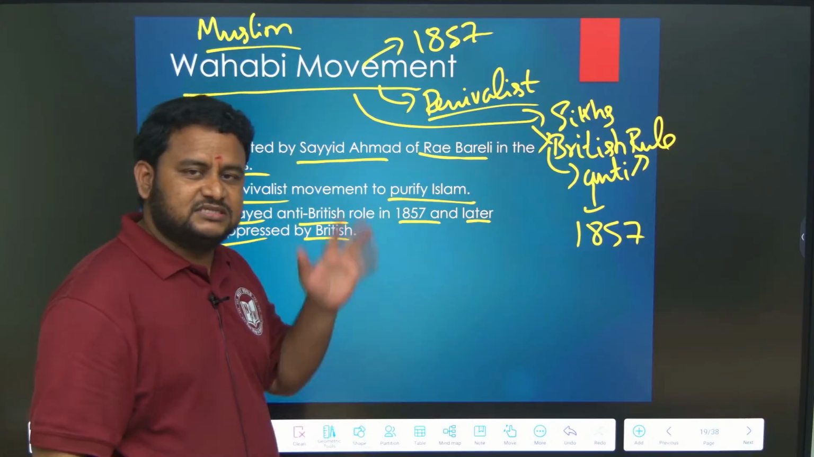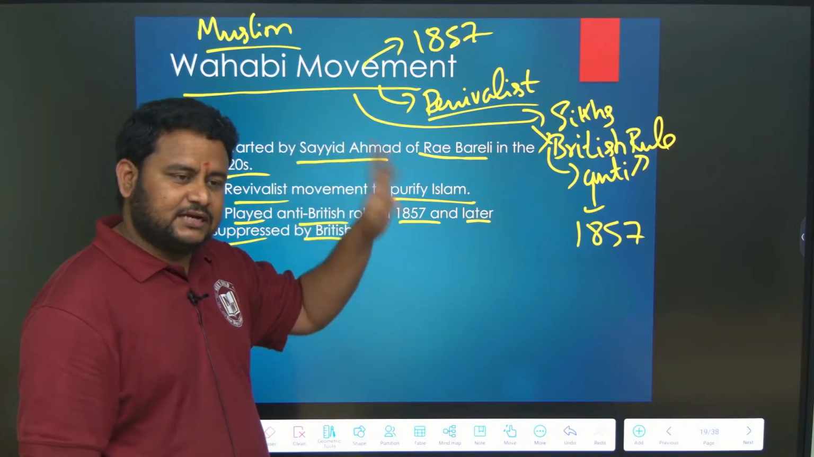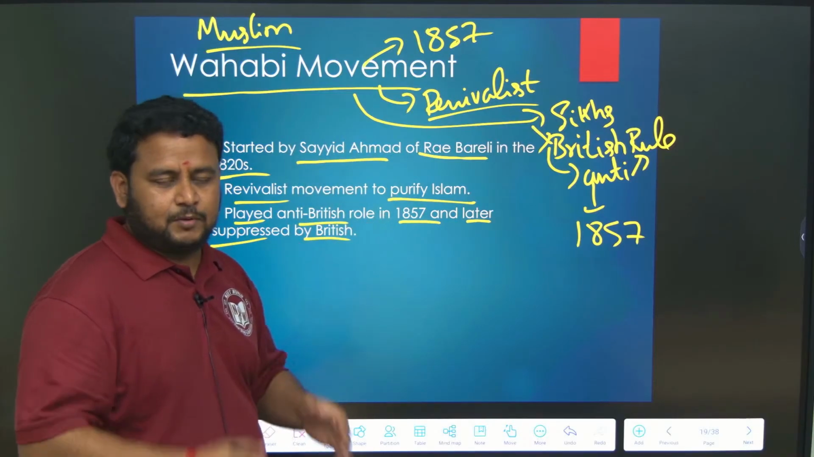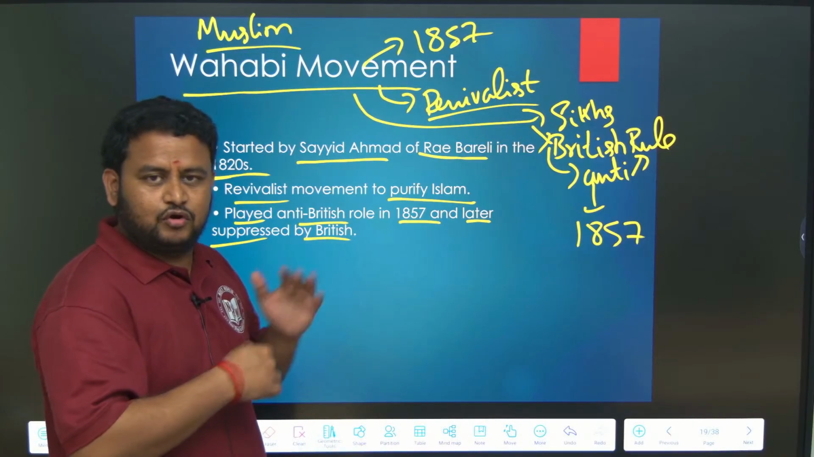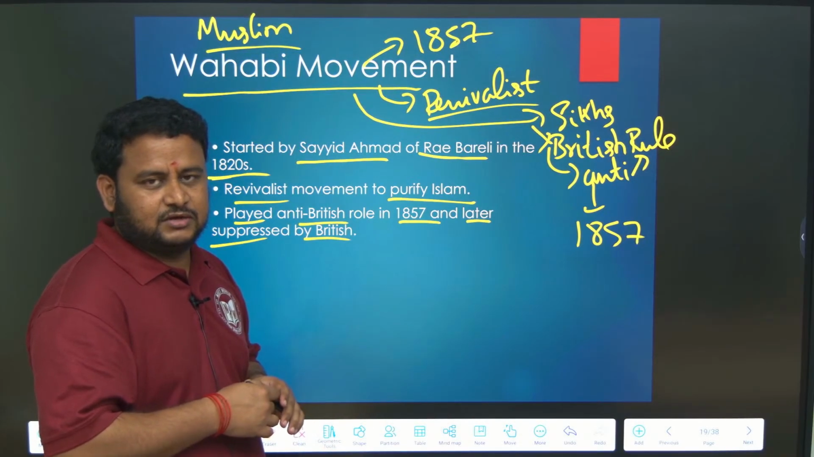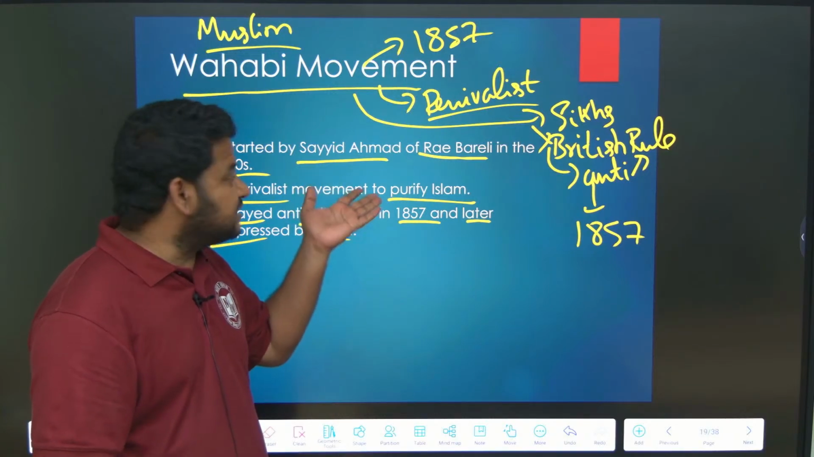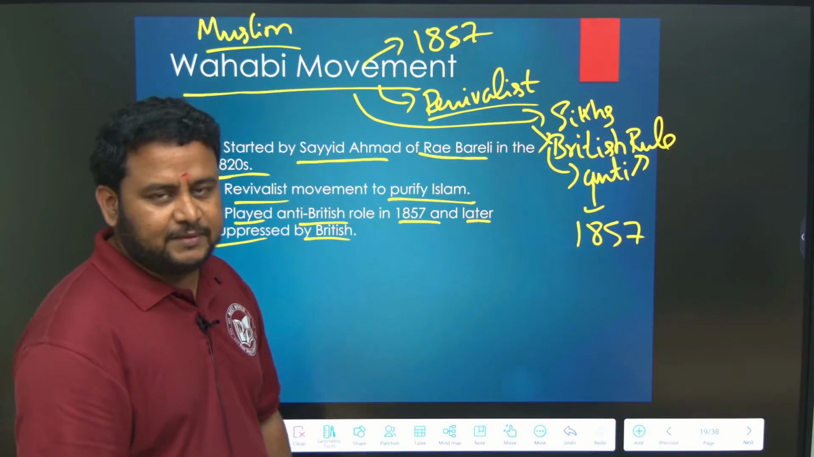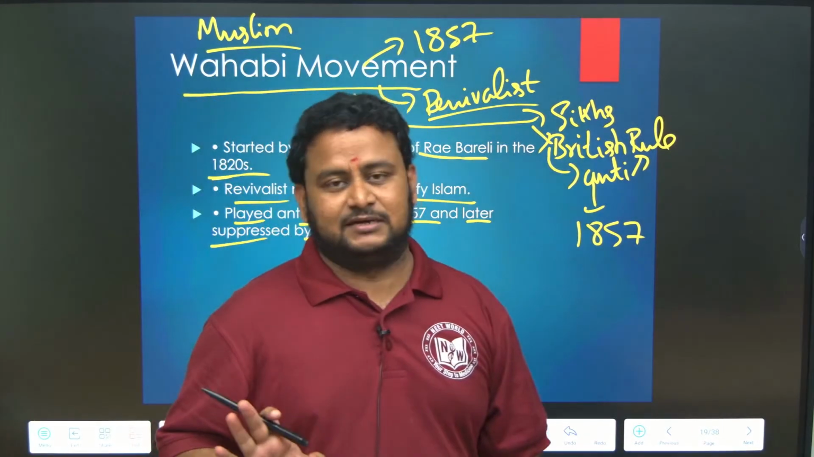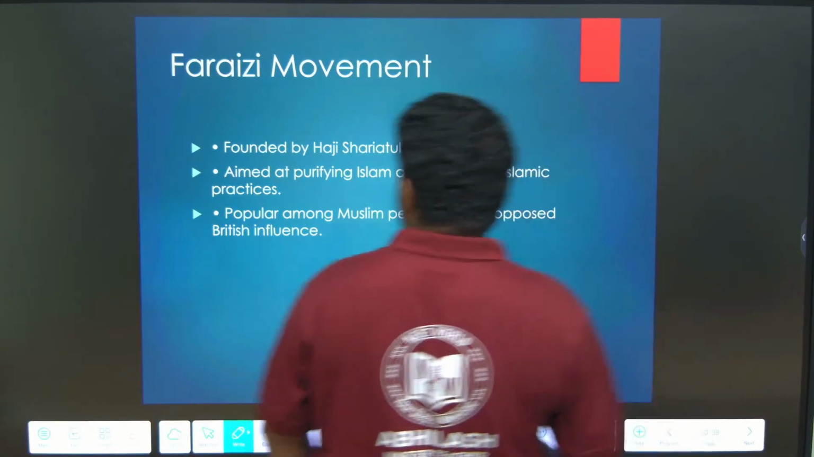Syed Ahmed Khan, that is different. Sir Syed Ahmed Khan propagated modern and Western ideas. He didn't want to go back to the original thing. He was not a revivalist, he was a reformist. This is a revivalist, another Syed Ahmed of Rai Bareli in the 1820s. So don't get confused. The Wahhabi movement is Syed Ahmed, not Syed Ahmed Khan. Remember this. Let us go to the next movement.